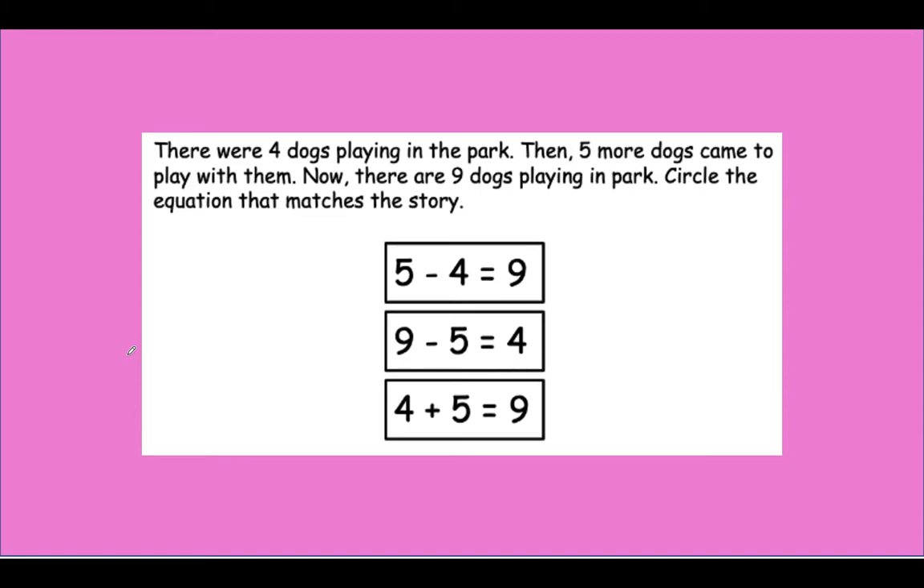Awesome. All right, so now there were 4 dogs playing in the park. Then 5 more dogs came to play with them. Now there are 9 dogs playing in the park. Circle the equation that matches the story. So again, you're going to stop and think about that story. Are we adding or taking away? And you're going to figure out the number sentence on your own before you go and pick out the number sentence from here.